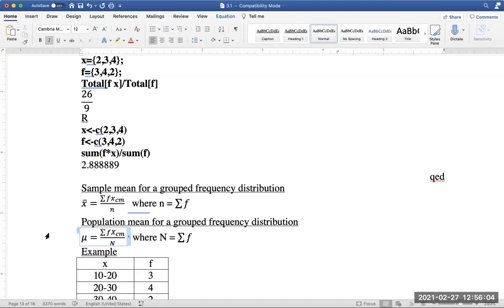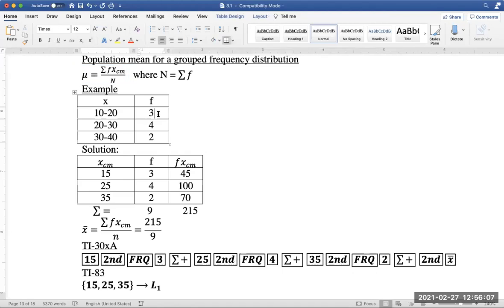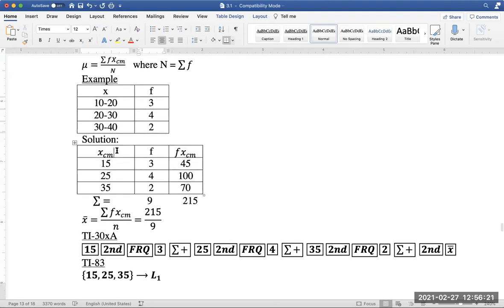And so let's do an example. Three numbers between 10 and 20, four between 20 and 30, two between 30 and 40. Let's find the class marks. The class mark of the class 10 to 20 is 15, of the class 20 to 30 is 25, of the class 30 to 40 is 35. That's attached in an additional column, the F X sub CM column. Multiply the first and second columns to get the third column. 15 times 3 is 45. 4 times 25 is 100. 2 times 35 is 70.